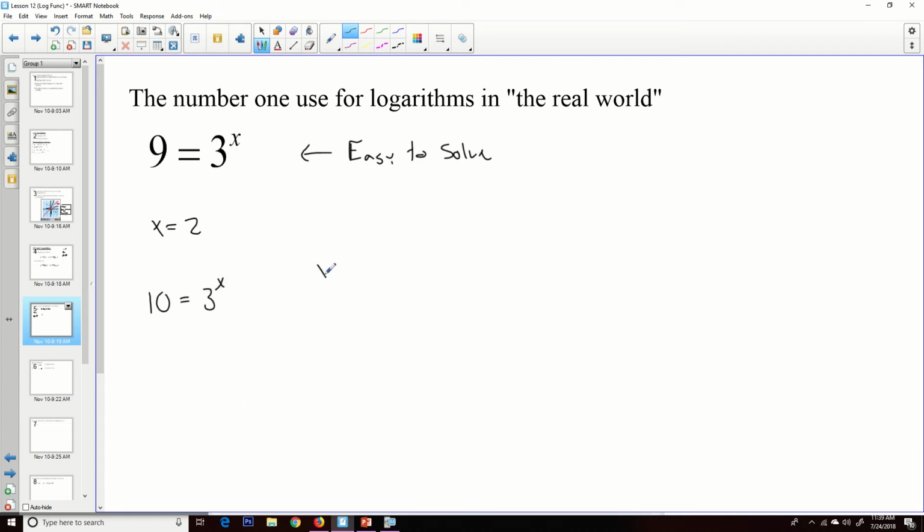Now, I know that this x has to be greater than 2, and x has to be less than 3, because I know that 3 to the third is 27. I also know that it's probably closer to 2 than it is to 3, but other than that, I don't have a really good method of solving for x and being anywhere accurate. So logarithms are going to help us solve this.